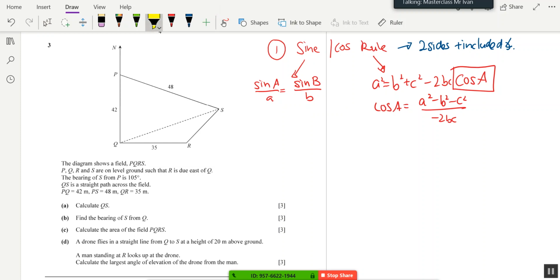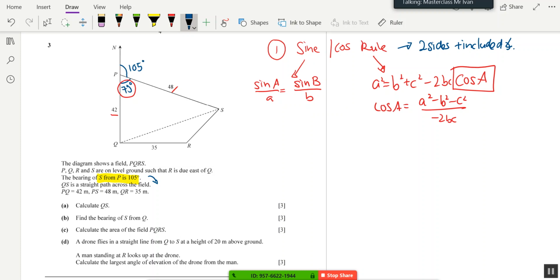First, the bearing of S from P. Again, bearing from P means we draw the north at P. In this case, the north is drawn at P already. Then we count clockwise, so from P to S the angle is 105 degrees, which means that inside here this angle is 75 degrees. Once we write this 75 degrees, it's very obvious that we have one side, two sides, and what angle? The included angle.